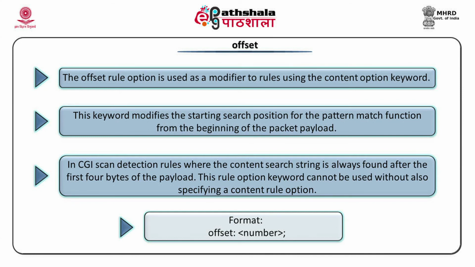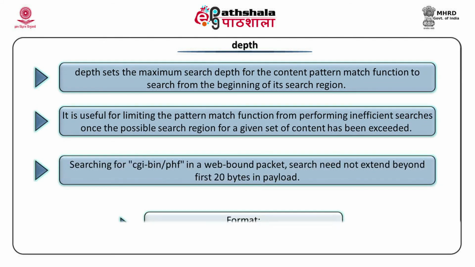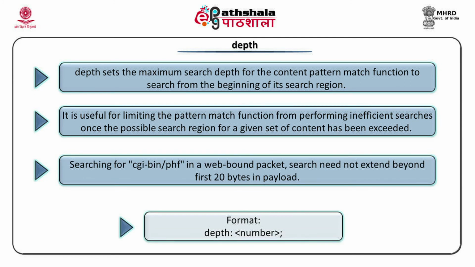Offset rule says from where you need to start looking for a search. It modifies the starting search position for the pattern match functions from the beginning of the packet payload. Usually the search begins from the packet payload start. For example, CGI scan detection rules where the content search string is never found in the first 4 bytes. So we can set offset to be 4, so the search should always begin after the 4th byte.